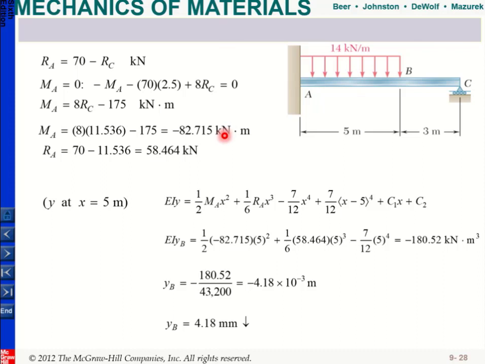Which method you will use is up to you. Either you can use singularity functions, or if you don't feel comfortable, you can divide this into sections, and for each section you can get the moment. After you find the moment, you can just integrate it to get the slope. You can integrate one more time to get the deflection, and then you can use the boundary conditions, plus you can also use the continuity condition.